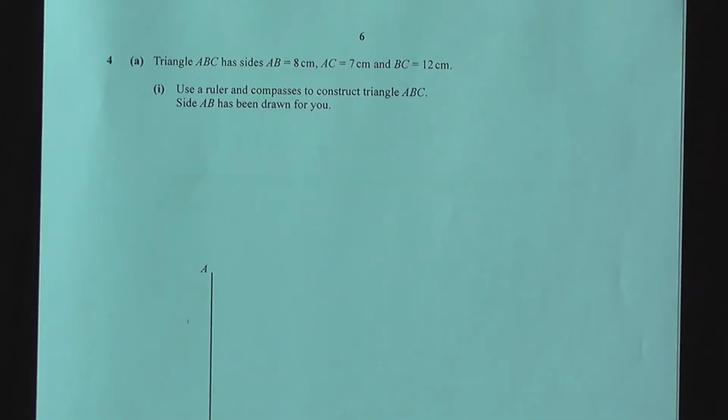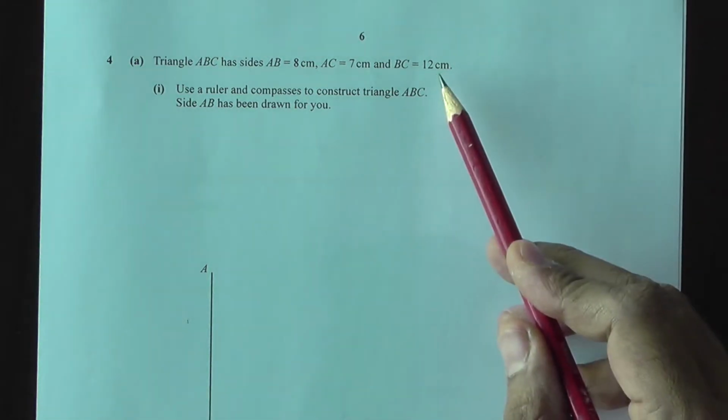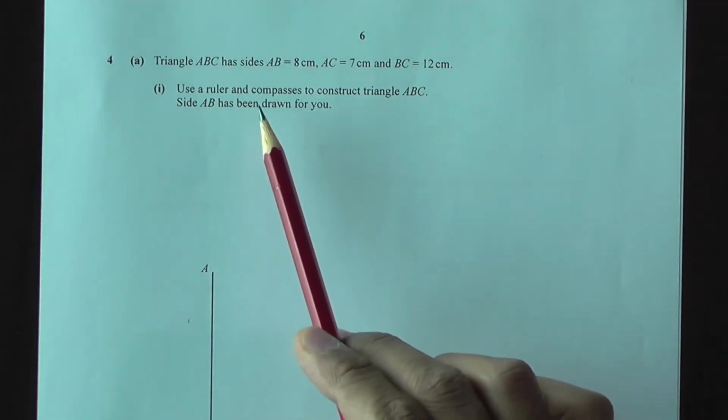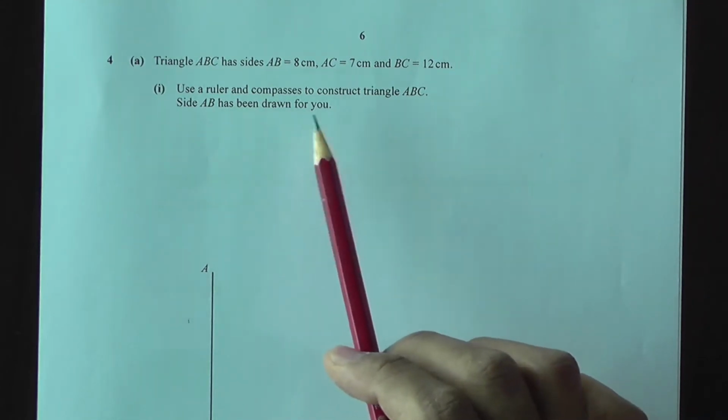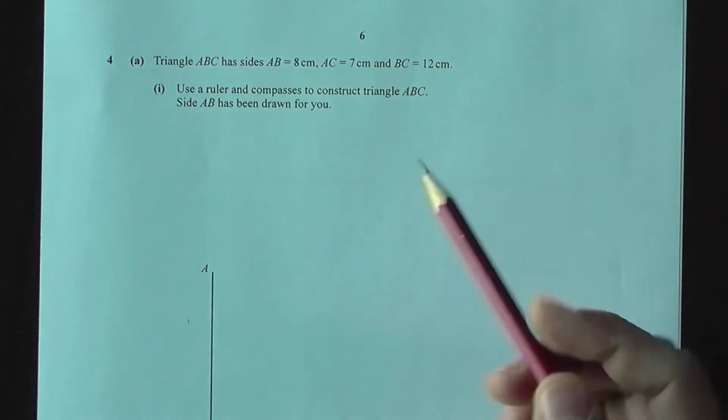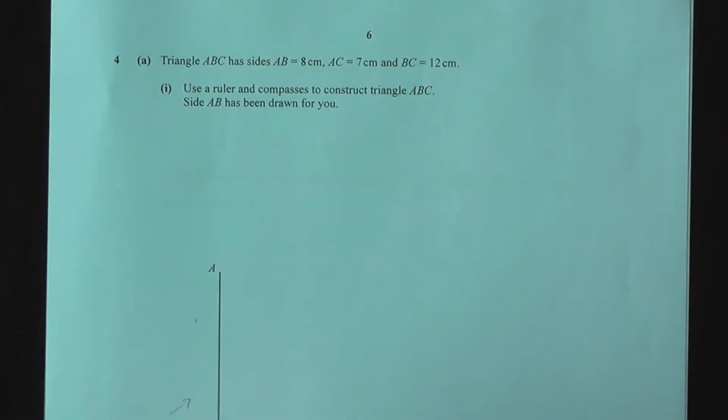The question says triangle ABC has sides AB which is equal to 8 centimeters, AC which is equal to 7 centimeters and BC which is equal to 12 centimeters. Use a ruler and compasses to construct triangle ABC. Side AB has been drawn for you. So that means this side over here is going to be 8 centimeters.